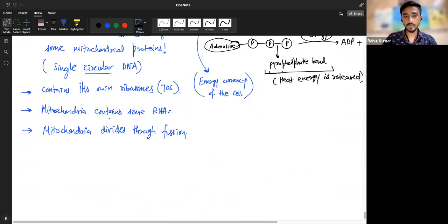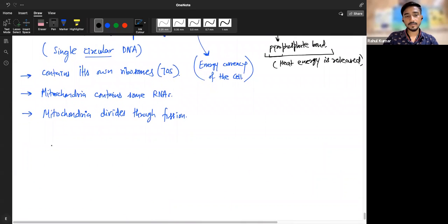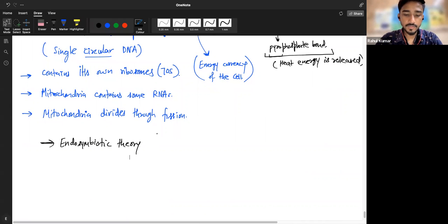And this is actually the theory which is called endosymbiotic theory. Write down endosymbiotic theory for mitochondria.